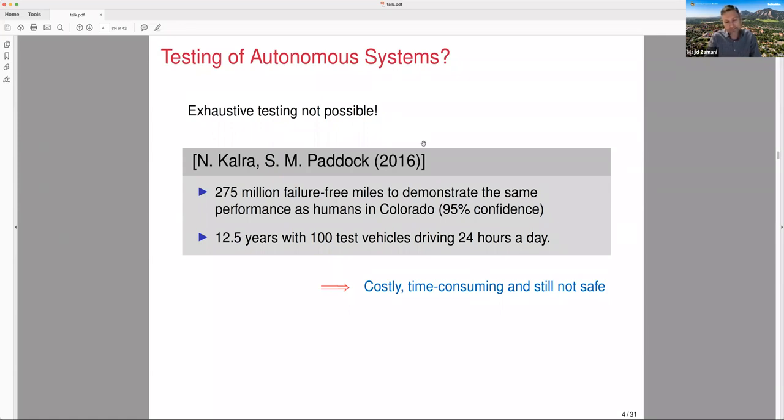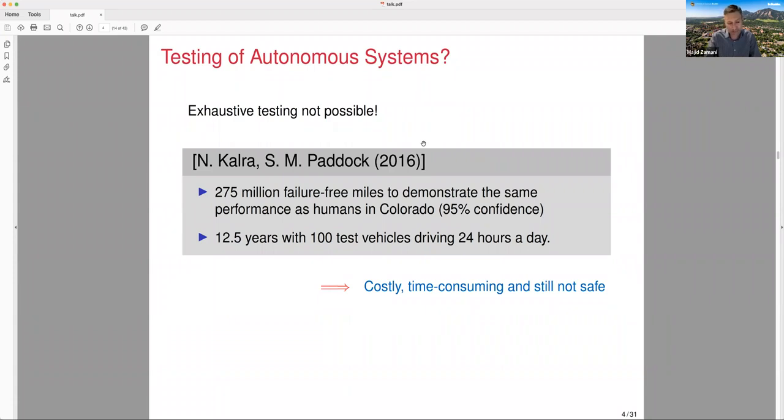if we want to have this with confidence of 95%, if we would like to design an autonomous self-driving car with the same performance as a human driver in the state of Colorado. And the reason I provide the state of Colorado is because different states have different statistics. In the state of Colorado, the fatality in car crash is 1.09 in every 100 million miles. So in order to reach the same performance with the confidence of 95%, we need to have 275 million failure-free miles to demonstrate the same performance.